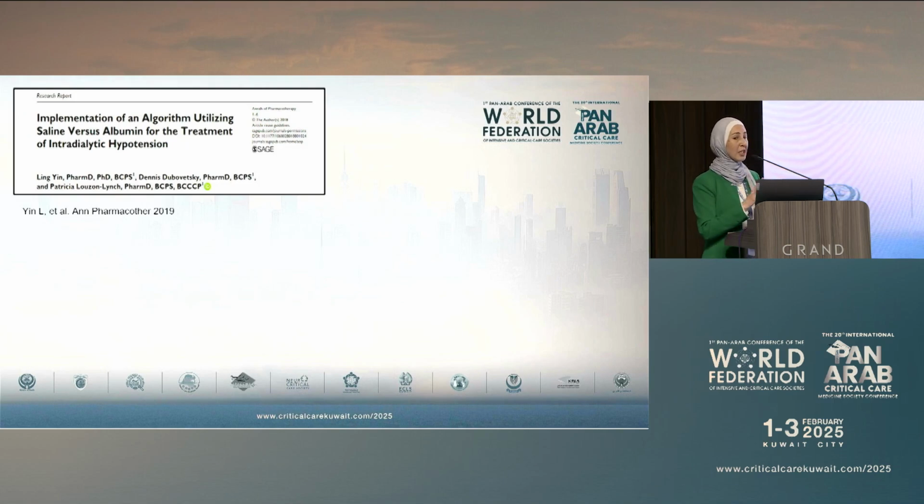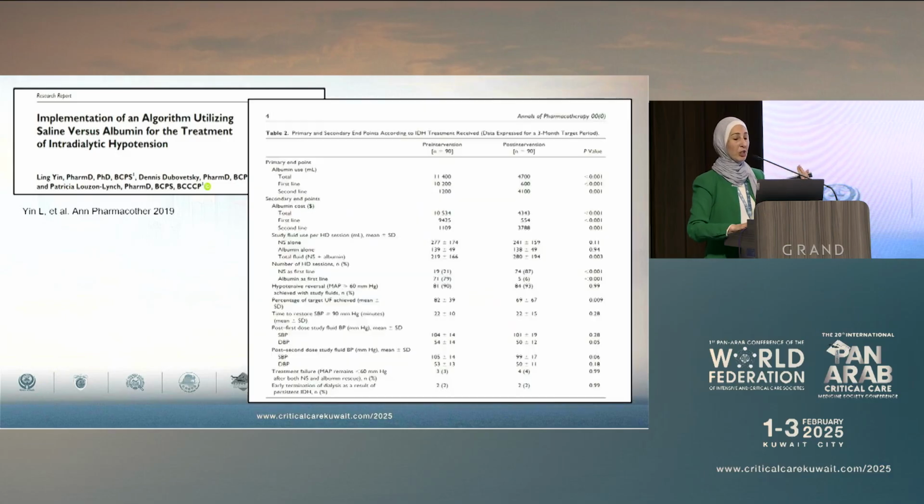But maybe this is a study that can provide some insight in terms of the value of albumin within that setting. This is a study where they looked at the implementation of an algorithm utilizing saline versus albumin for the treatment of hypotension associated with renal replacement therapy. And what they did is they changed from their initial approach, where they would give albumin to all of the patients, to a different approach where it was more starting with saline, and then if the patients developed hypotension and were still symptomatic, then they would start adding albumin. So it was more of considering it in patients that demonstrate the need for additional treatment.